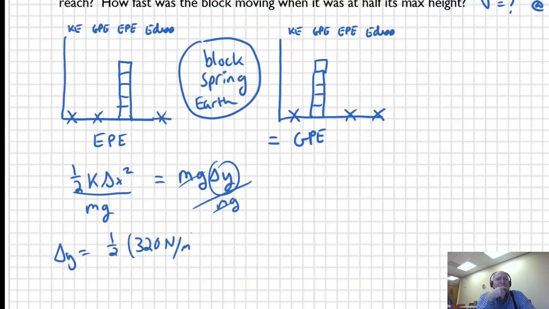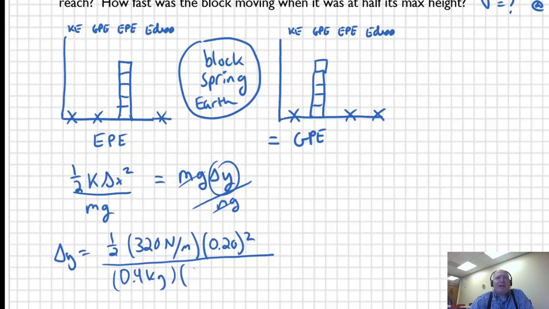I look at the problem over here, 320 newtons per meter. And that's all multiplied by delta x squared. The spring's displacement was 0.20, and we're going to square it. And that's all divided by mg. I look at the mass given in the problem, 0.4 kilograms, and that's times... So you said the mass was displaced by. So for delta x, it's using displaced.